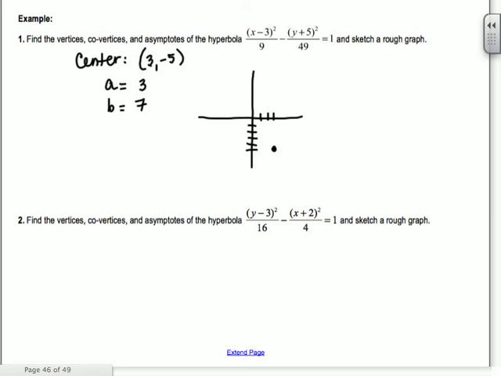Is A telling me up and down or right and left? Right and left, because it's underneath the x value. B is telling you up and down. So from my center, I'm going to go right and left 3. I'm going to go up and down 7. As you're doing this, it might be helpful to think about what these points are as you're drawing them. As I went right and left 3, are those going to be my vertices or my co-vertices? Kind of a tricky one.